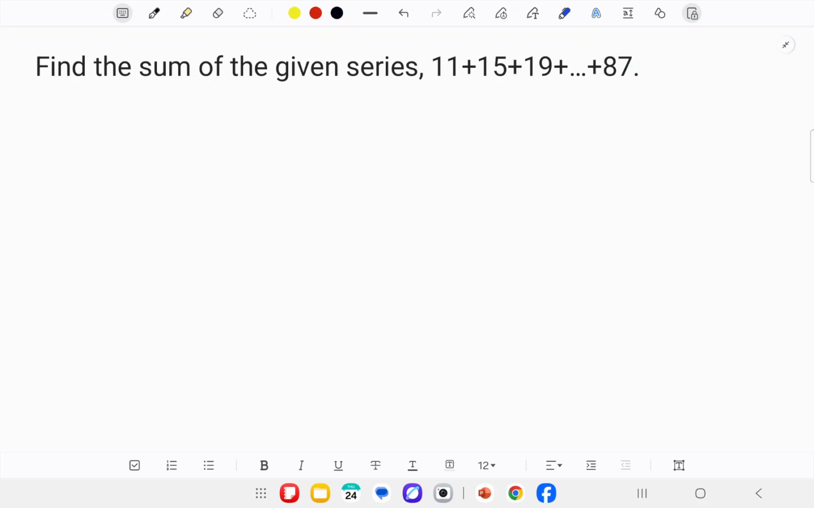Hello everyone. For today, let's solve another problem about arithmetic series. Our problem is: find the sum of the given series 11 plus 15 plus 19 up to 87.